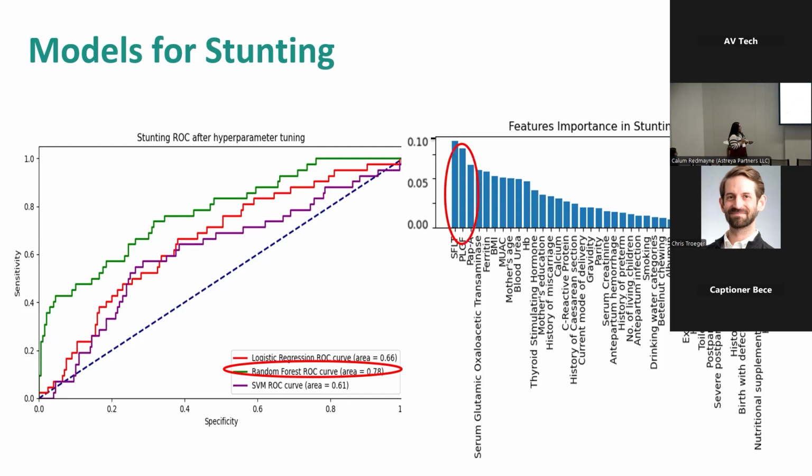And in terms of the feature importance, we see here soluble FLT, PLGF, and pregnancy-associated plasma protein A as the top three features. And if you go a bit further down as well, we can see BMI, mid-upper arm circumference, and mother's age as also important factors implicated in the stunting at birth outcome.